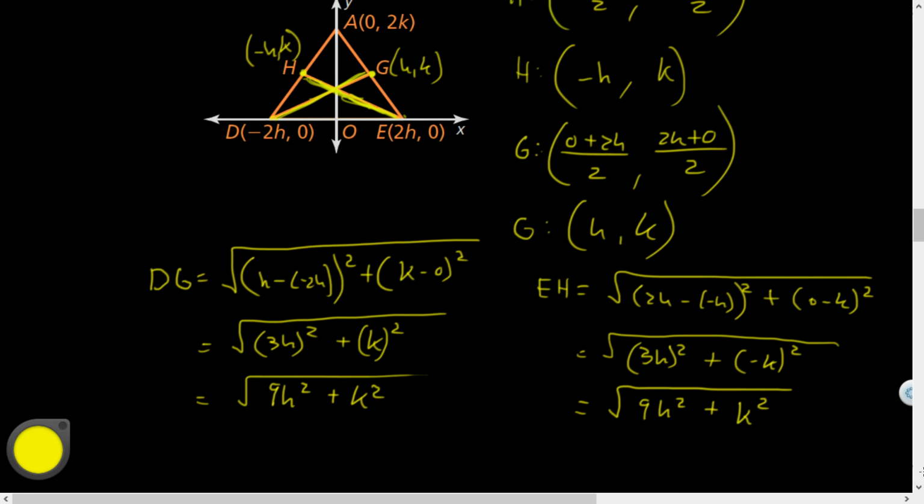Let's see, my phone's ringing. Since those two are congruent or equal, then they are congruent by definition of congruence.